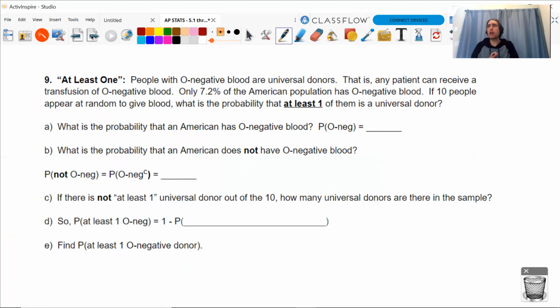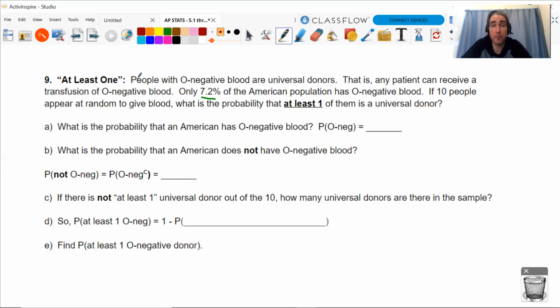All right, now let's talk about the words at least 1. People with O negative blood are universal donors. I actually have O positive, so I'm not there, but I don't know anybody that is O negative. Maybe you are. Any patient can receive a transfusion of O negative blood. Only 7.2% of the American population has O negative blood. If 10 people appear at random to give blood, what's the probability that at least 1 of them is a universal donor?